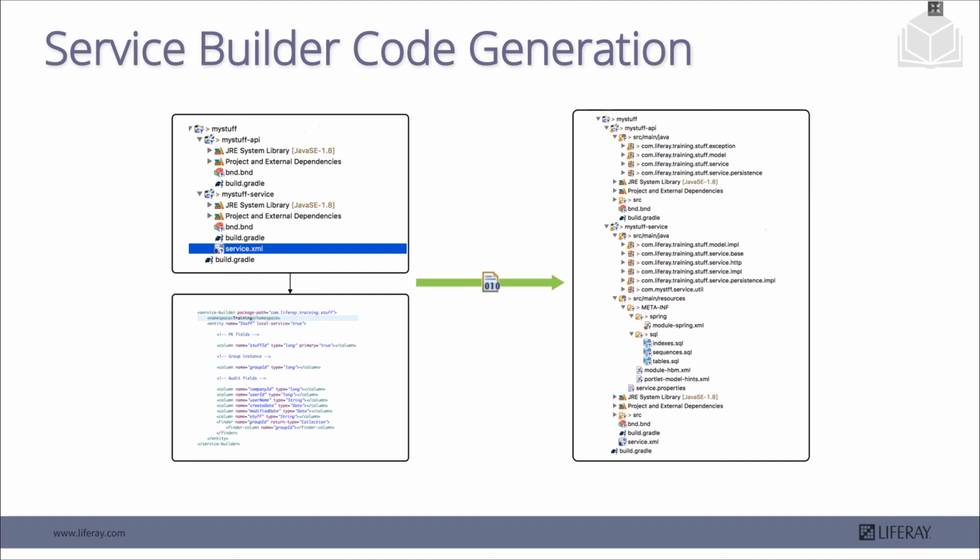Once we do that, we run Service Builder, where Service Builder will read our service.xml, create all of the service classes necessary for us to manipulate, add, delete our entity, and it'll also create the SQL statements for our entity so we can store it within the database.